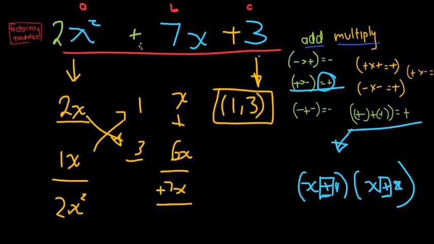Positive 7x matches up with this positive 7x. Perfect. Alright, last thing we need to check. When these two factors multiply each other, do they equal a positive number?